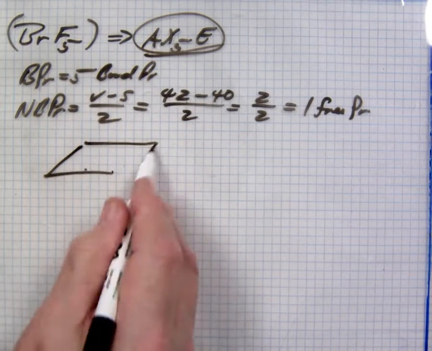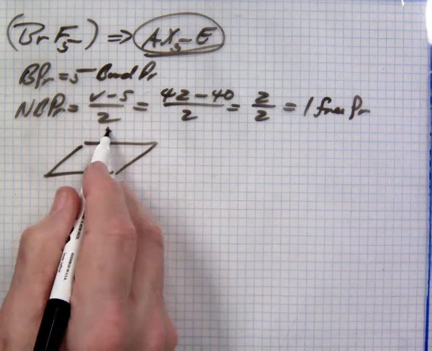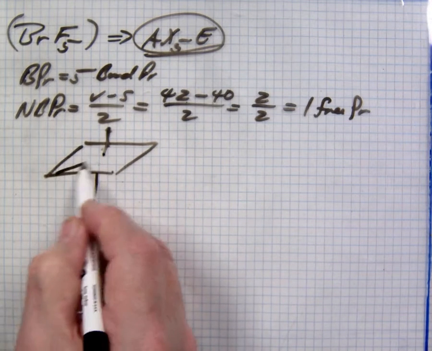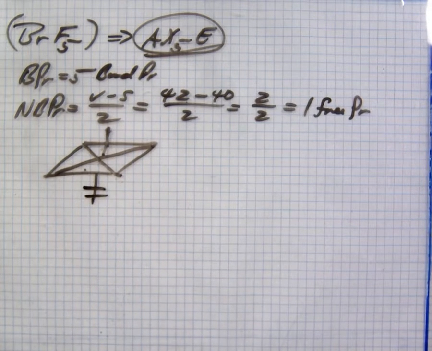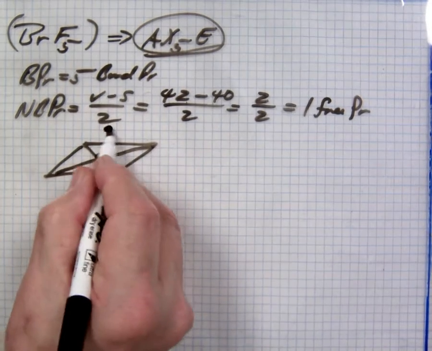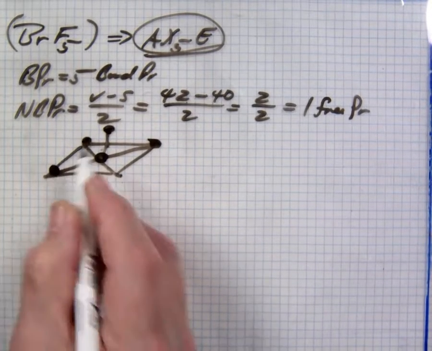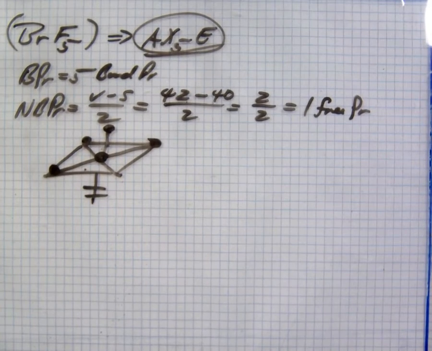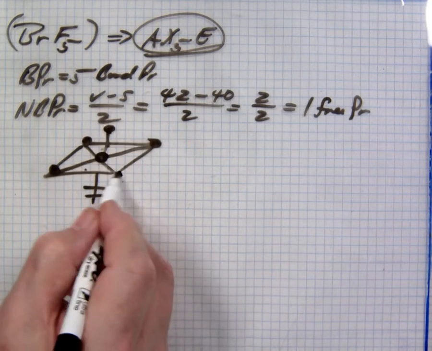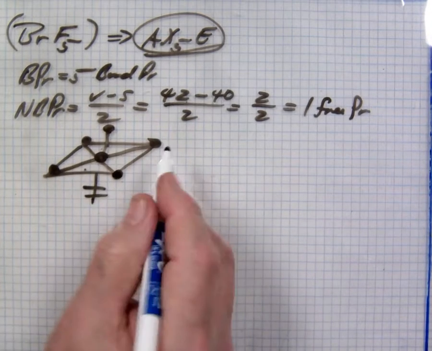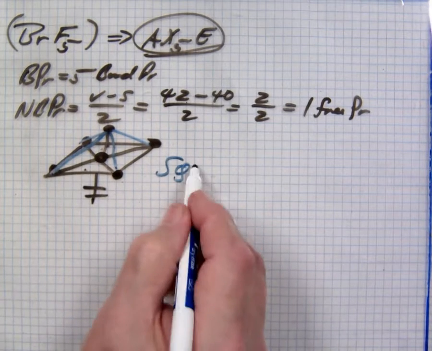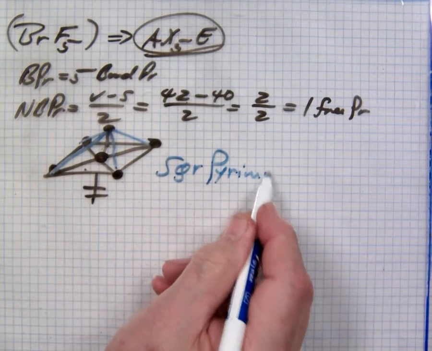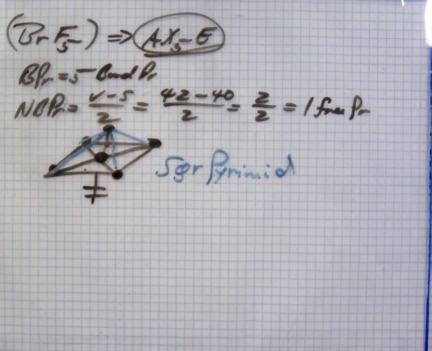And so when we draw this molecule, we want our free pair. I like to put them on the bottom down here, and then make the attachments above the plane, and then draw your graphic. Oops, I forgot one of my bonds right there. And this is called a square pyramid from an octahedral parent.